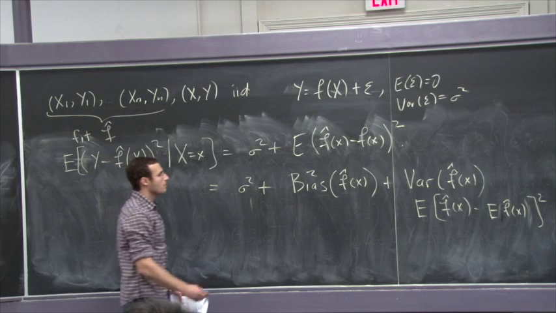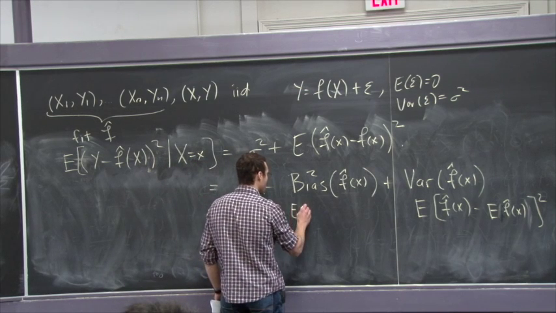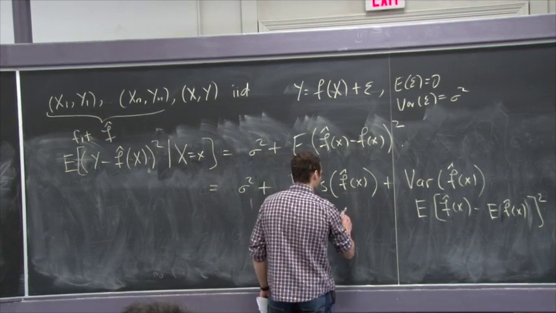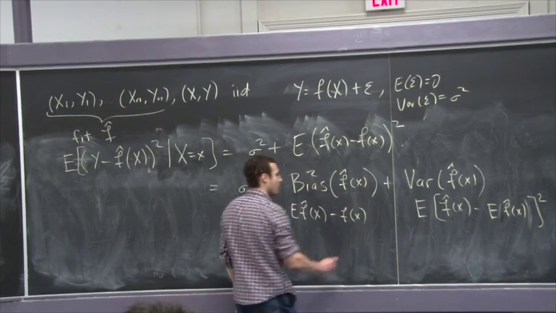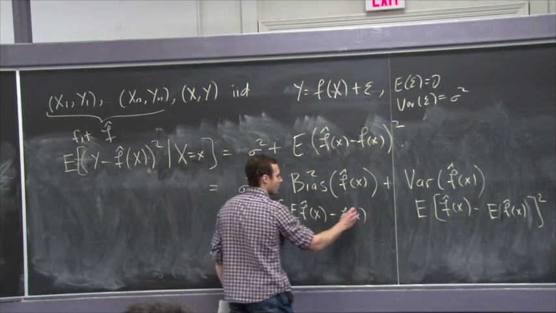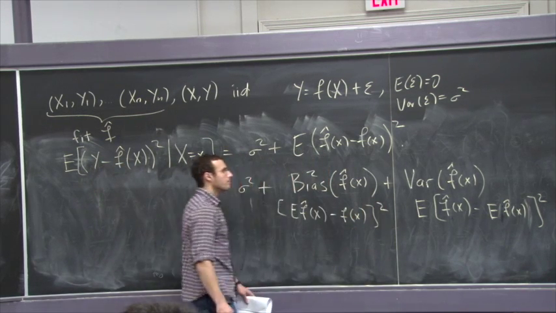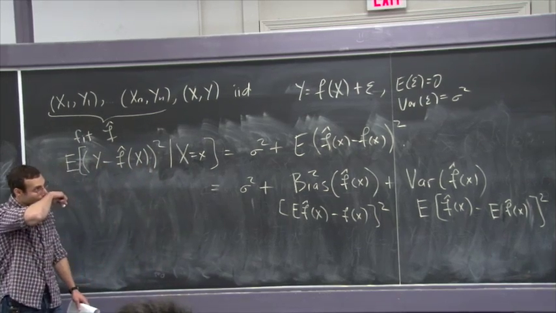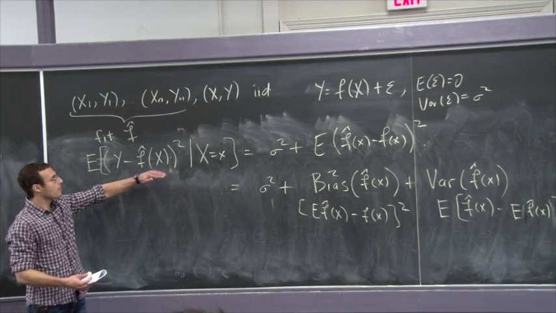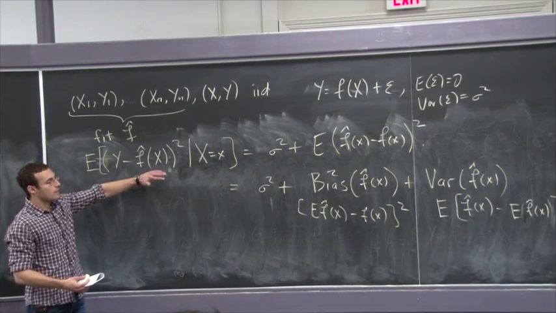The bias is equal to the difference between the expectation of our estimator and the true regression function f of x. So the squared bias is just this thing squared. All right, so that's the bias variance decomposition. How do we prove it? We didn't prove it last time, and I'm not going to prove it now.